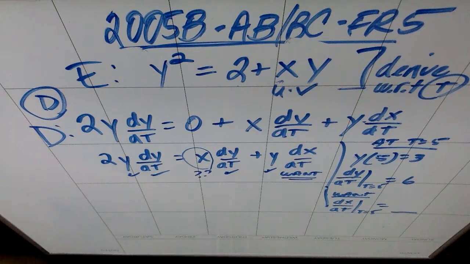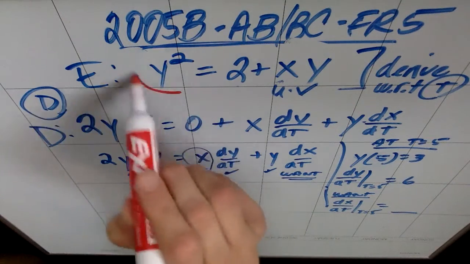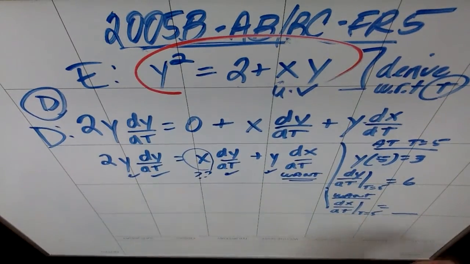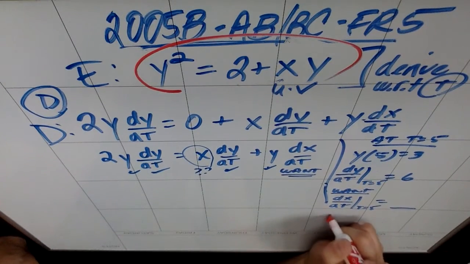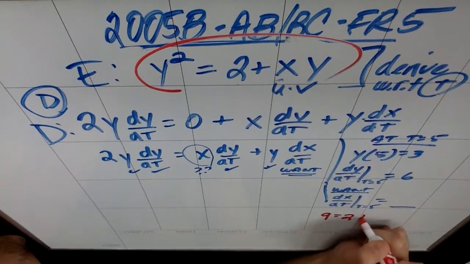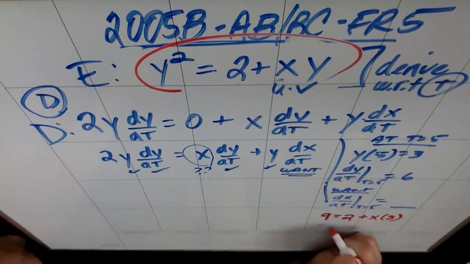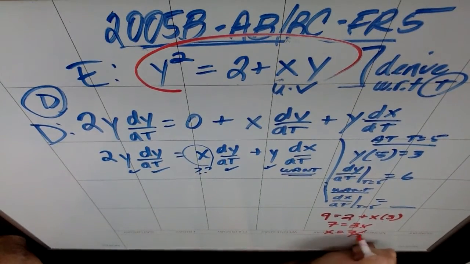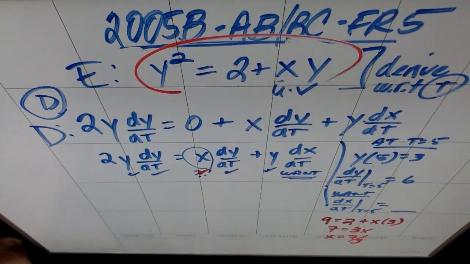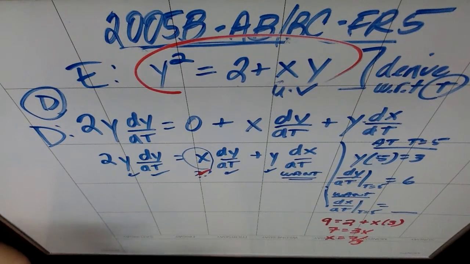In order to find x, and that's the trick to this problem, we're going to go back to the original equation. So we know the relationship between y, which is 3 at this point, and x. So 3 squared, which is 9, equals 2 plus x times 3. So 7 equals 3x. x must be 7/3. So now I know x, and I know everything I need to find my dx/dt.